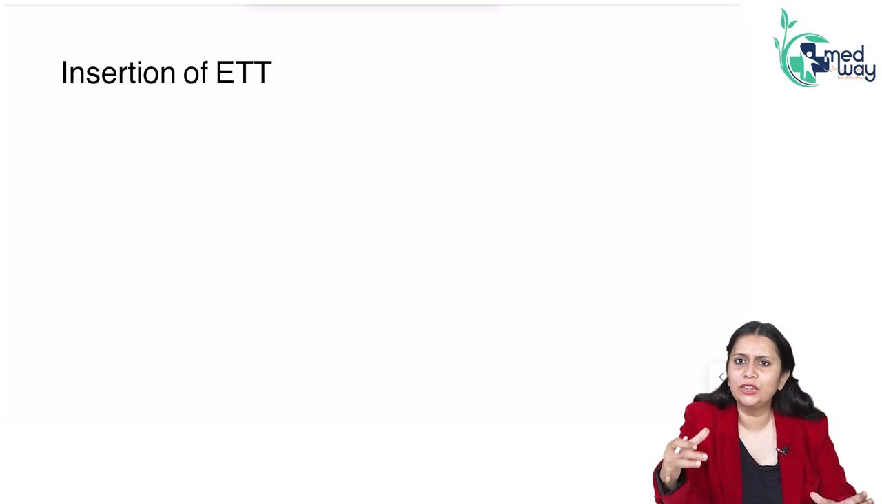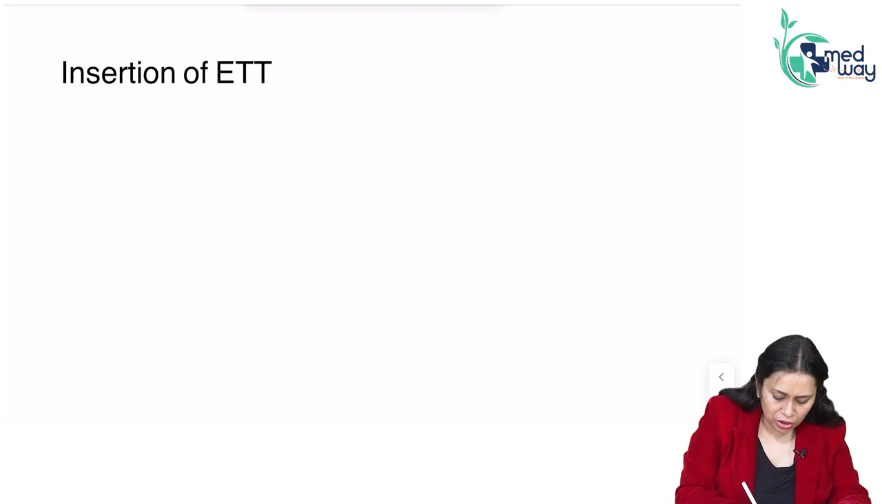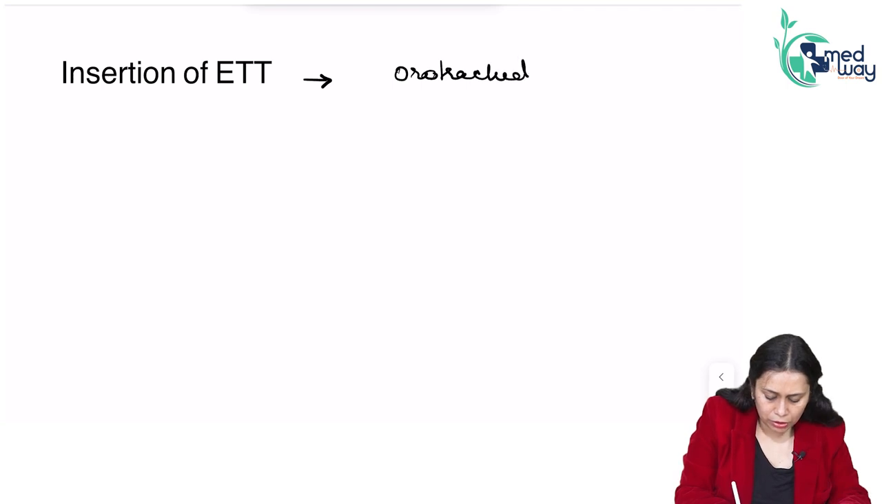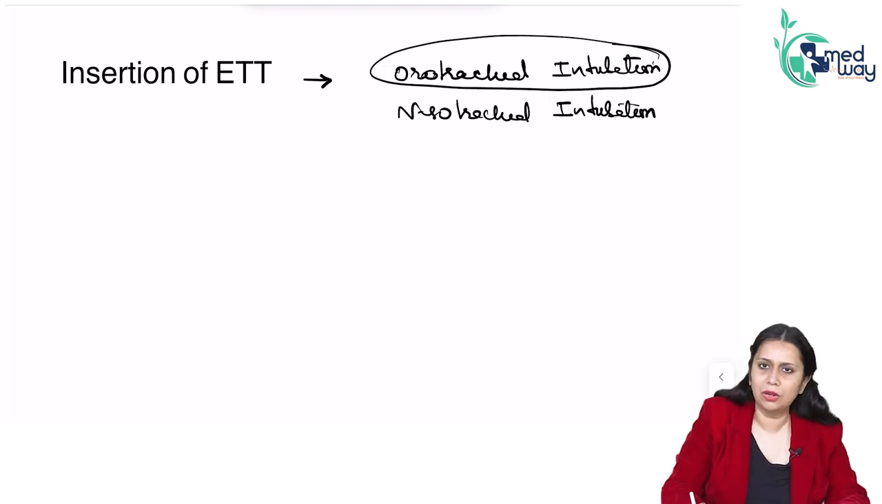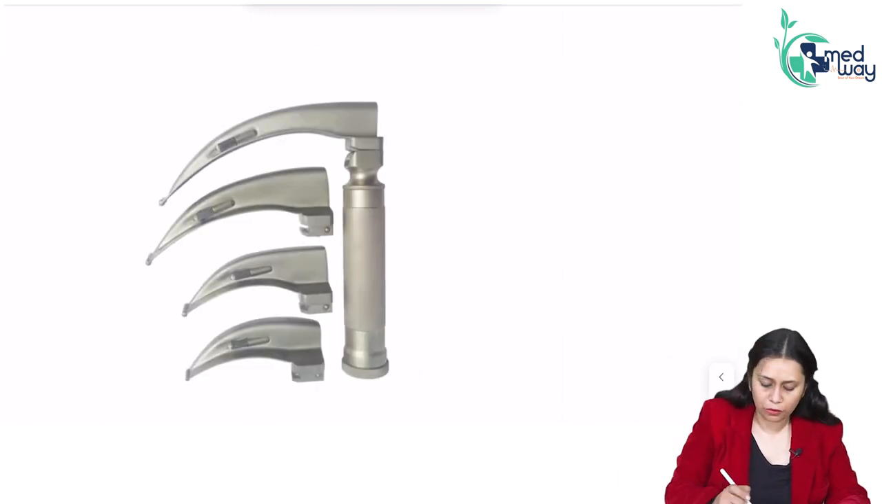So orotracheal intubation is more common, and I'll talk about orotracheal intubation. Insertion of ET tube we can do through orotracheal intubation, or nasotracheal intubation. Which is more common? Orotracheal intubation. This is more common. So first let us talk about orotracheal intubation, for which we need the help of the device.